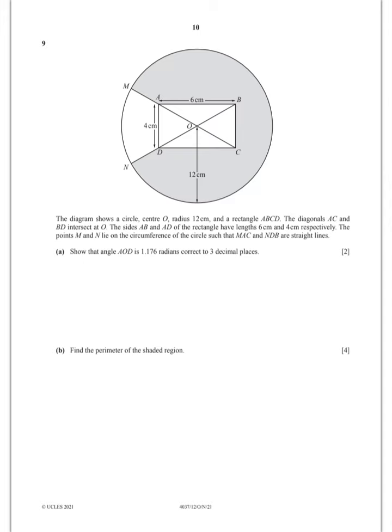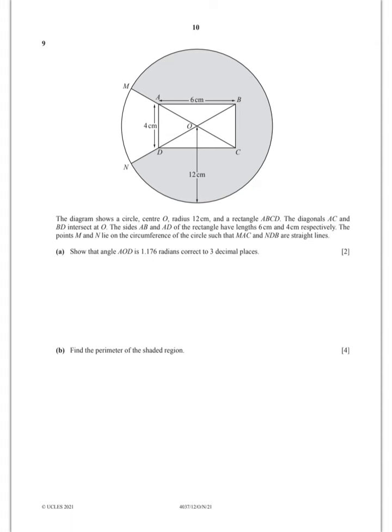Question number 9 from the topic circular measure. Diagram shows a circle center O, radius 12 and a rectangle ABCD. The diagonals AC and BD intersect at O. The sides AB and AD of the rectangle have length 6 cm and 4 cm, as you can see in your diagram. The points M and N lie on the circumference of the circle such that MAC and NDB are straight lines. So you have a straight line MAC and NDB. Show that angle AOD is 1.176 radians, correct to 3 decimal places.